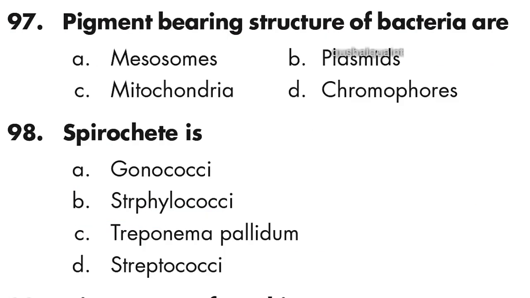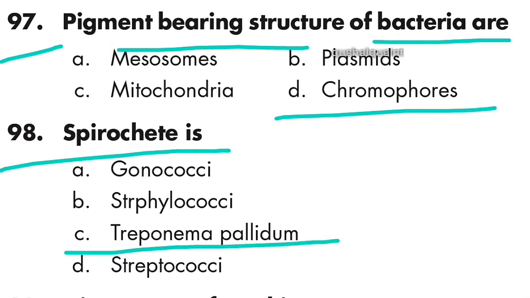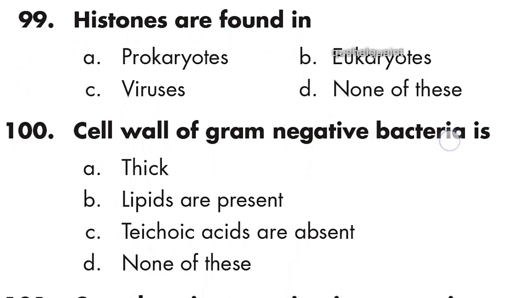Question 97: pigment bearing structures of bacteria are chromophores. Option D is right, chromophores. Question 98: spirochete is Treponema pallidum. Option C is right. Question 99: histones are found in eukaryotes. Option B is right, eukaryotes.